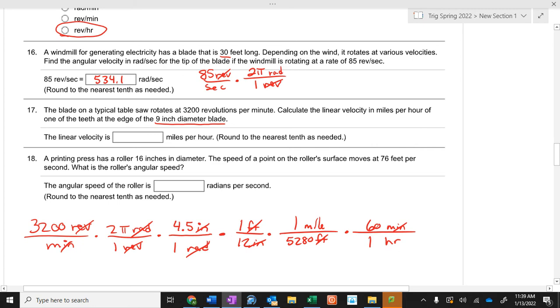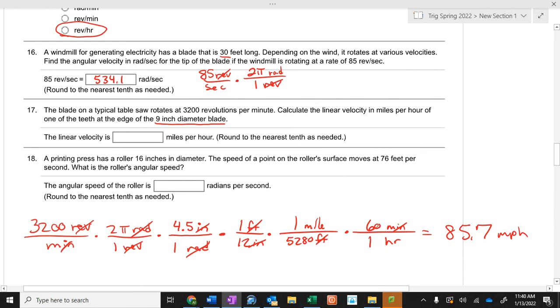So you take 3,200 times 2 times pi times 4.5 times 60 divided by 12 divided by 5280. 85.7 miles per hour.